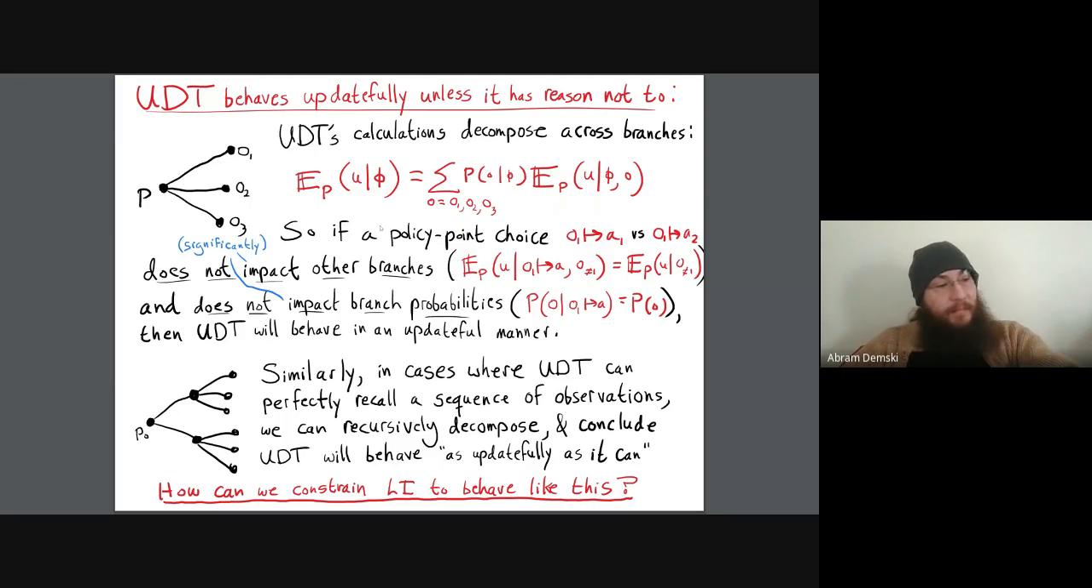So considering UDT 1.0, if a policy point choice does not impact other branches, so this is a choice between policy points for O1, which does not influence the expected utility of O2 or O3, that is the expected utility conditioning on the observation, and also does not influence the branch probabilities, so the probability that we end up in O2 or O3, then UDT will behave in an updateful manner.